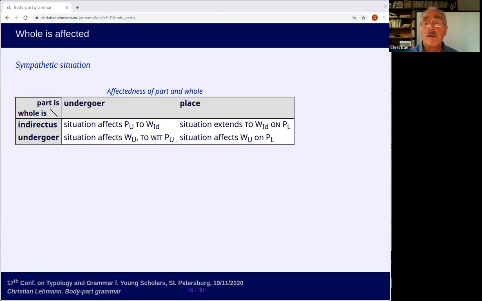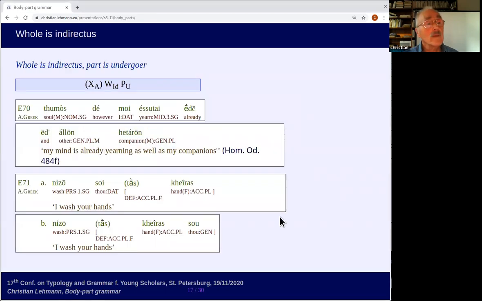Whether an affected W is coded as indirectus or as undergoer, there are two possibilities for P, the column entries here. It can be coded as undergoer or as local dependent. The four resulting combinations are shown in the table, which is a segment of the previous table. So the situation affects P to W, or the situation extends to W on P. And if the whole is the undergoer, then the situation affects W, to wit P, or namely P, or the situation affects W on P. So let's first see the case where W is indirectus.